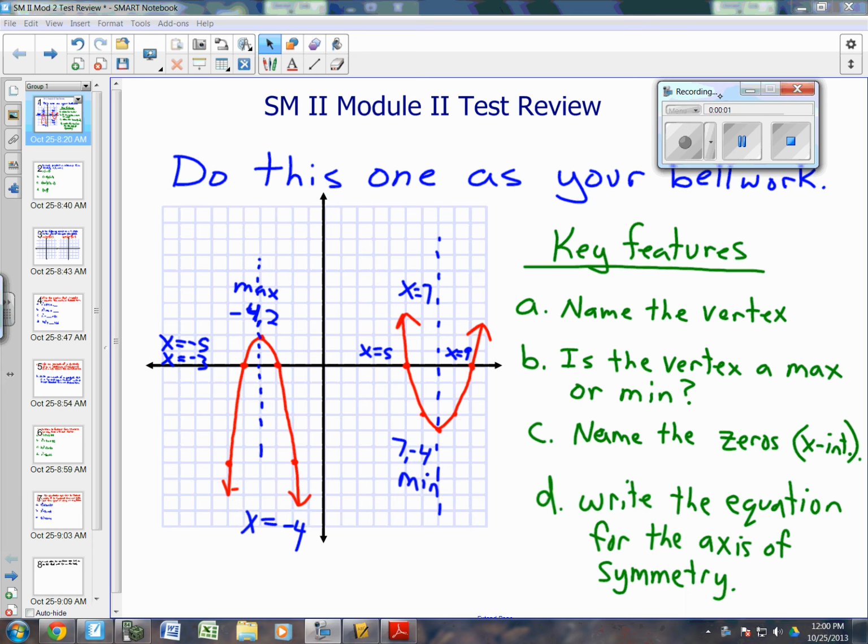Going to put this one right there. So this one's going to be on the test. There will be a question like this on the test. Okay? So as long as you can find these key features, like we just went over, you should do fine on this one.